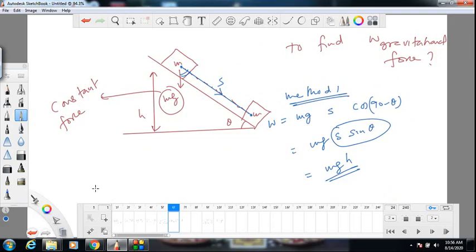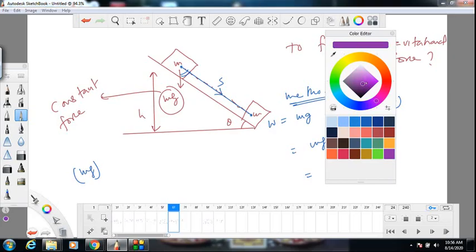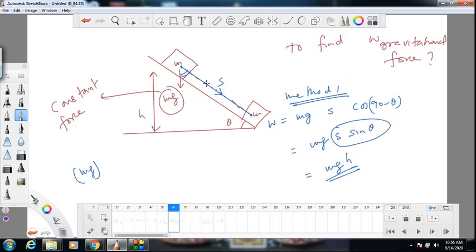The other way to look at it is force is mg multiplied by displacement in the direction of force. You can split the total displacement into two parts. The total displacement shown by blue line can be looked at as a vertical displacement like that, followed by horizontal displacement like that. And this angle is theta, and of course this height is h.